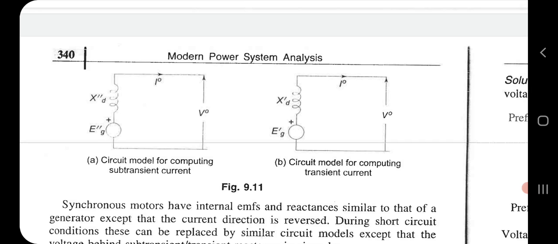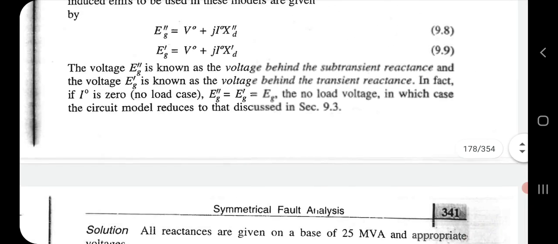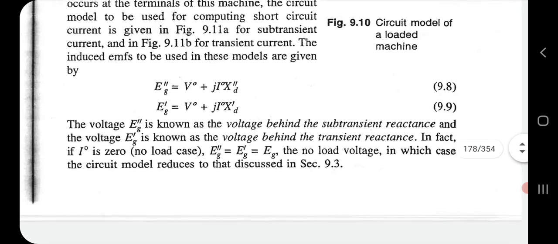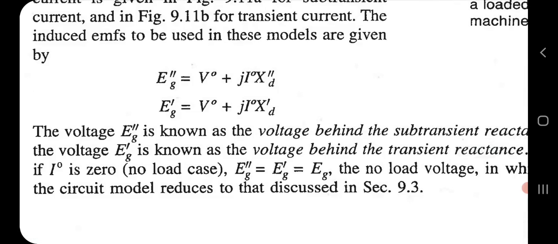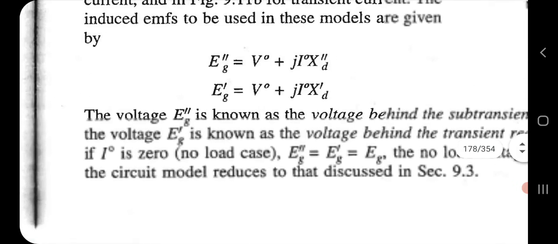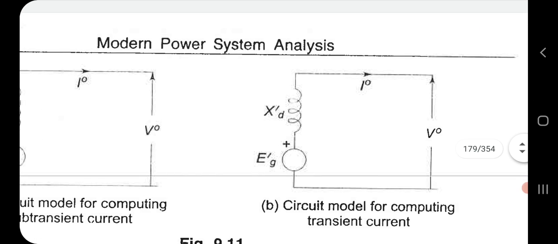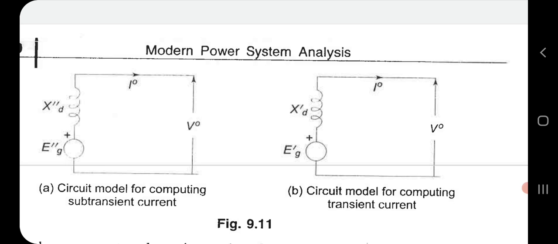Now I have to convert this one into another equation. This is the equation we can show. This is considered e subtransient, eg subtransient equals v naught plus j, load current, into x double dash. Now this e dash g is for the transient, for the transient one. So this equation is nothing but derived from these two particular circuit models using Thevenin's equations. Using Thevenin's equation we will derive that one.